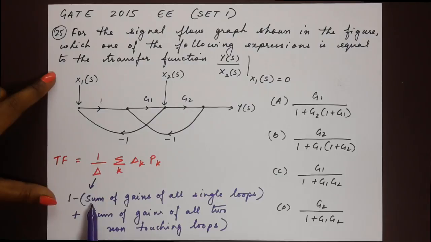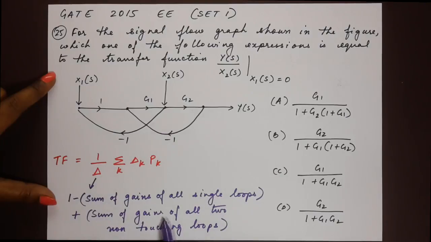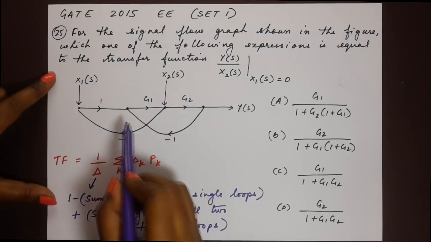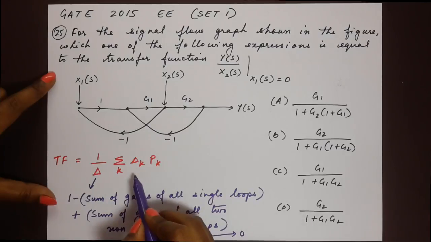Now in this expression, we see that for the sum of gains of all single loops, we have 2 loops here, but 2 non-touching loops, we don't have a pair of non-touching loops over here because the 2 individual loops that we have in this graph are overlapping each other, they are touching each other. So this part of the formula becomes 0. Though we do have the sum of gains of all single loops, we will come to that part.